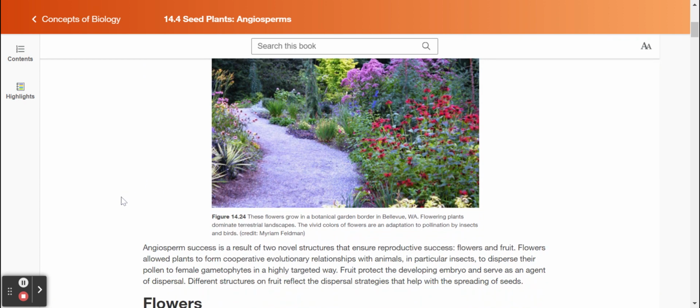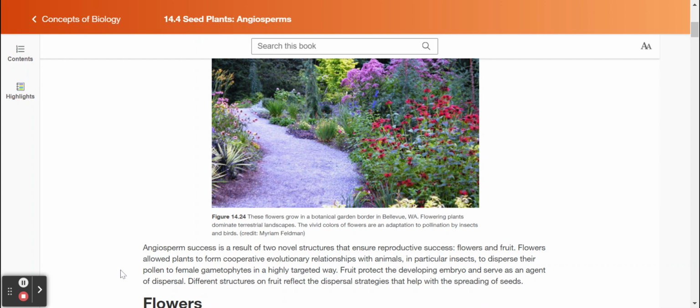Figure 14.24. These flowers grow in a botanical garden in Bellevue, Washington. Flowering plants dominate terrestrial landscapes. The vivid colors of flowers are an adaptation to pollination by insects and birds.